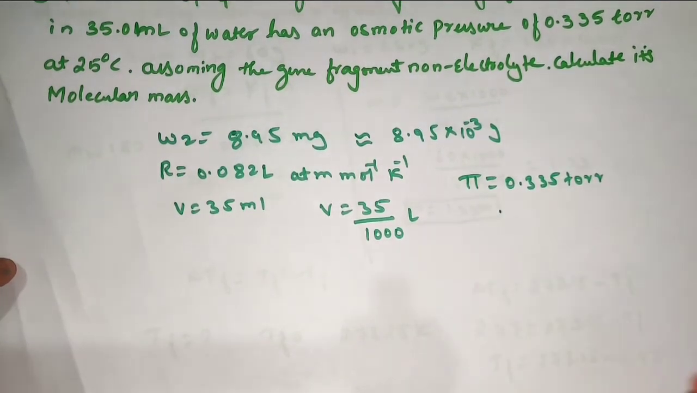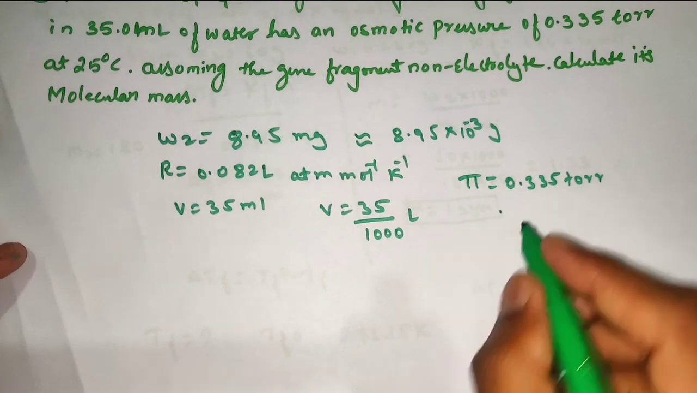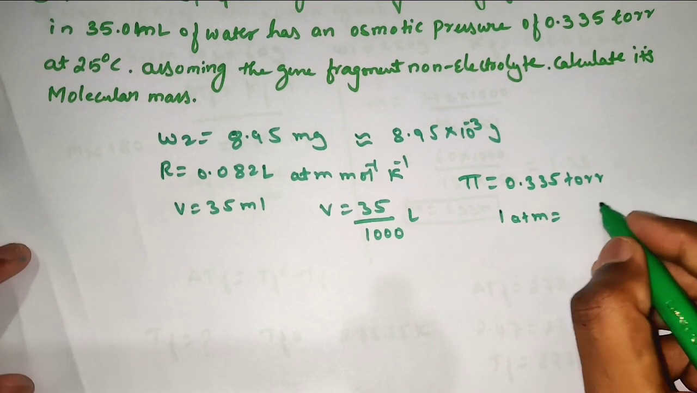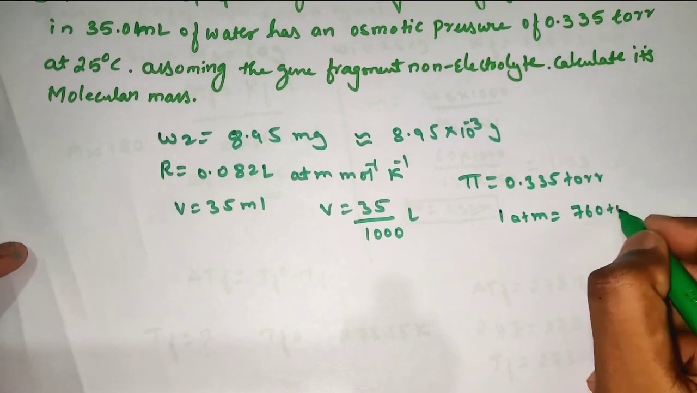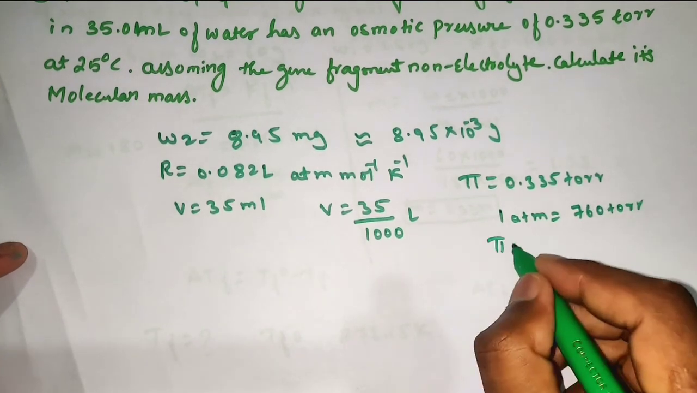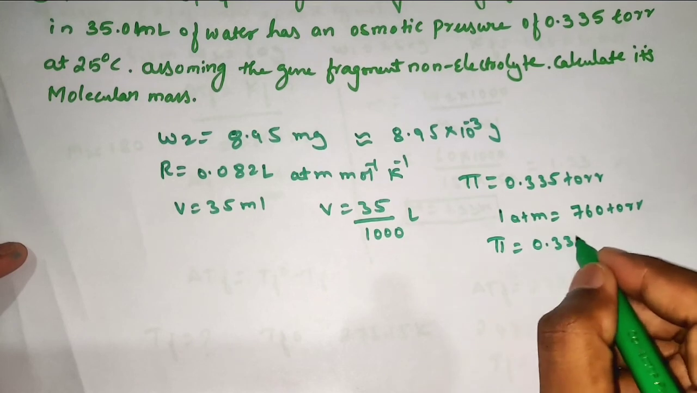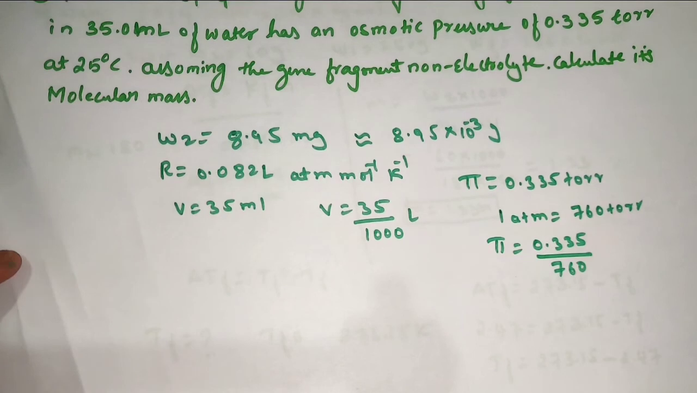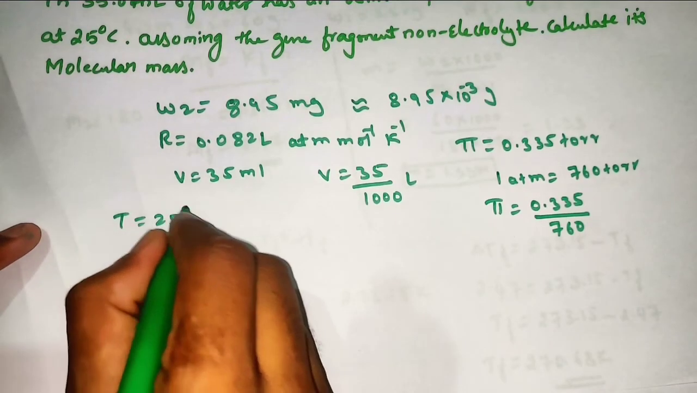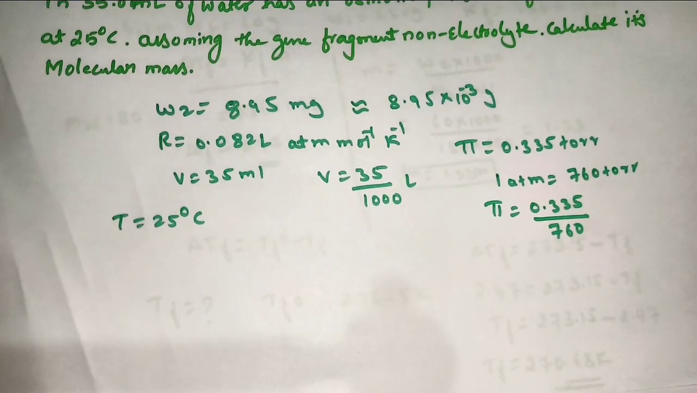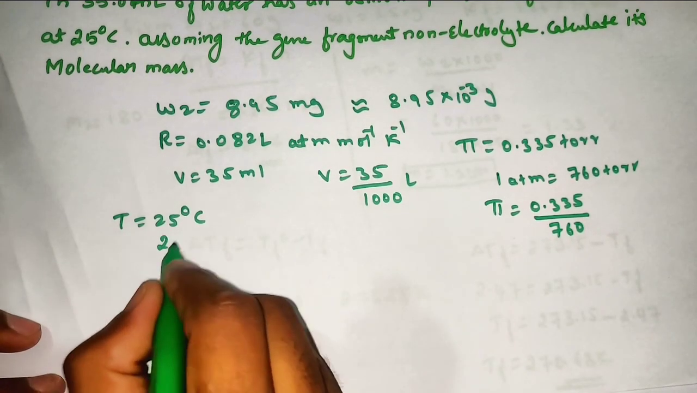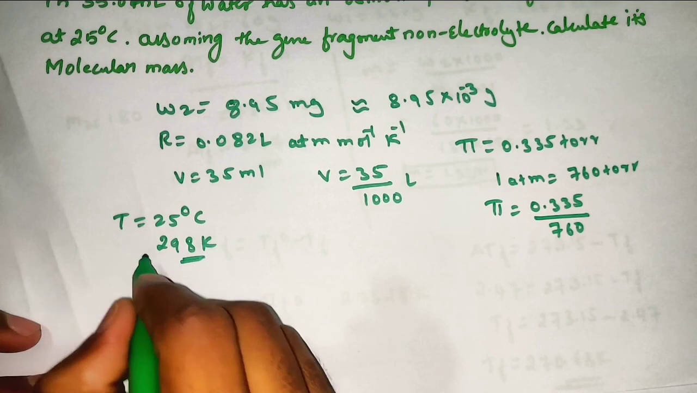Now pressure, osmotic pressure they have given, that is pi is equal to 0.335 torr. So we have to convert it into atmospheric pressure. So 1 atm is equal to 760 torr. So this can be written as pi is equal to 0.335 upon 760. T is equal to 25 degrees Celsius. We can convert it into Kelvin, so we will be getting T is equal to 298 Kelvin.